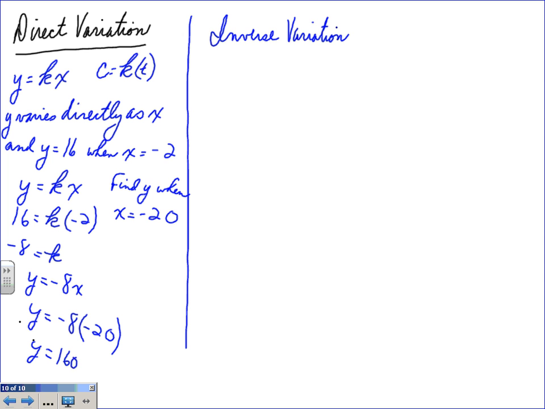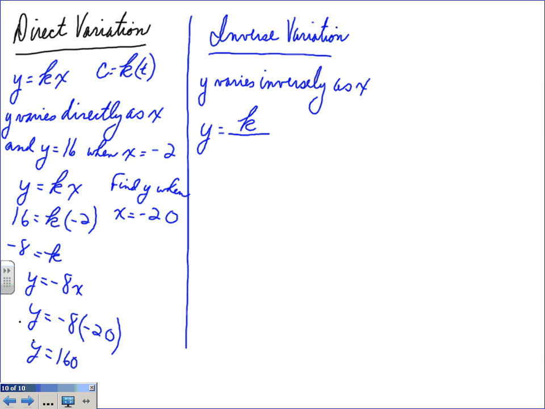Inverse variation states y varies, not directly, but inversely as x. Y varies inversely as x. And what that means, y equals, we're always going to have the k, the constant. But when you see that word inversely, it's a division. We put that x in the denominator. So y varies inversely as x, y equals k over x. They may give you the same information.